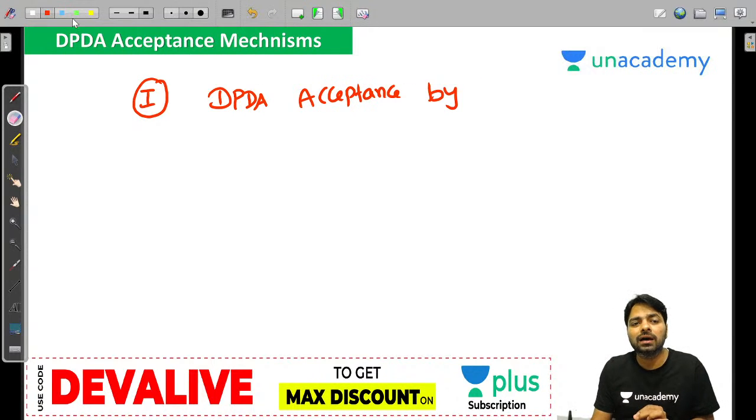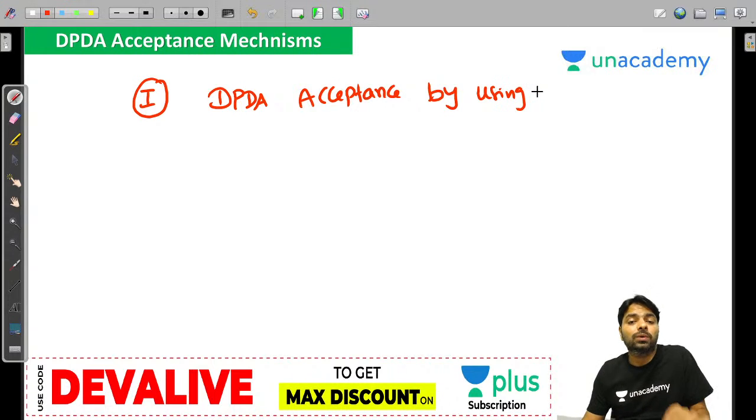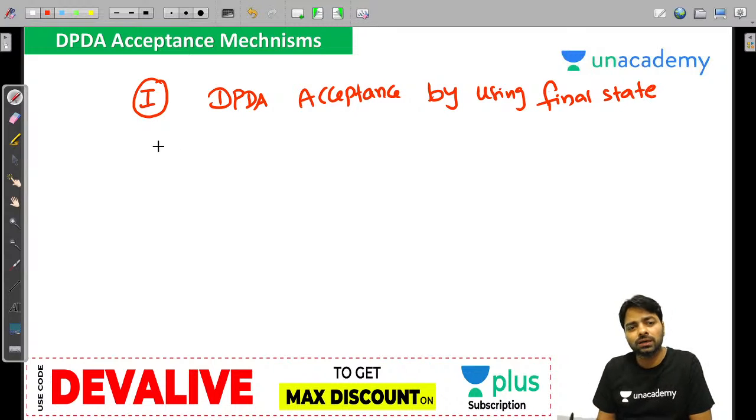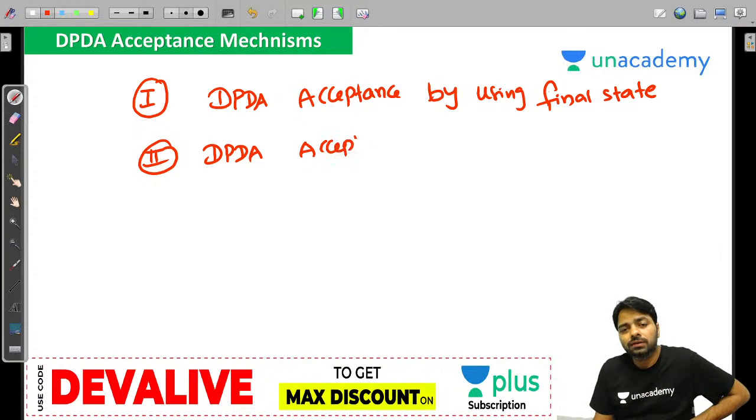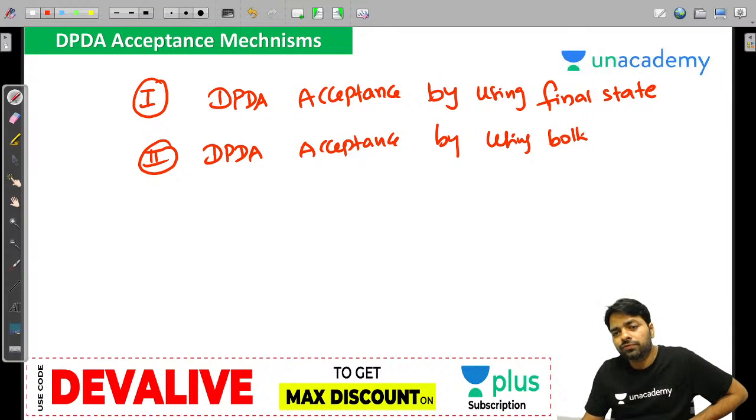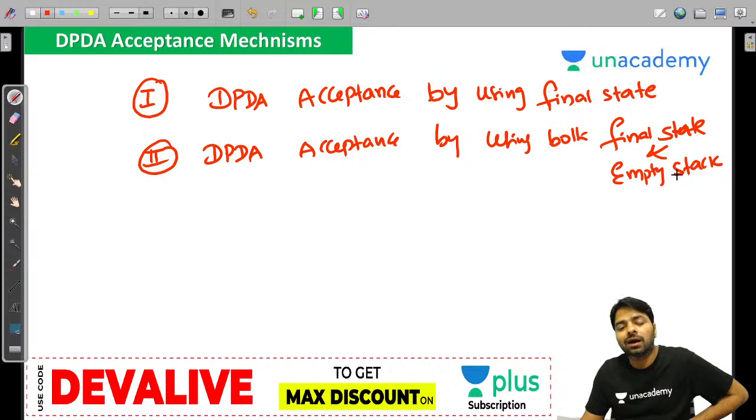If you use empty stack, that's not going to be DPDA. That's not going to be equivalent to DPDA. Remember that. By using final state. Another one we have, you can use both if you want, but only empty stack you can't. By using empty stack, you can do that, but it's not equivalent in power. So both final state and empty stack. And there is another mechanism using empty stack only, but that power is not equivalent to this.